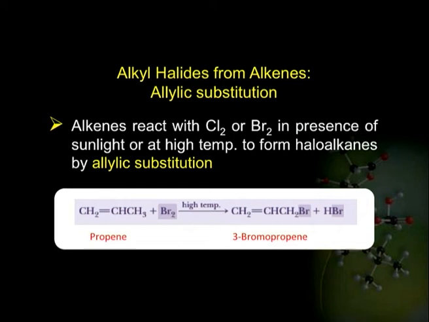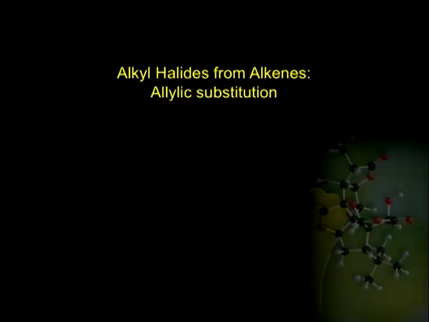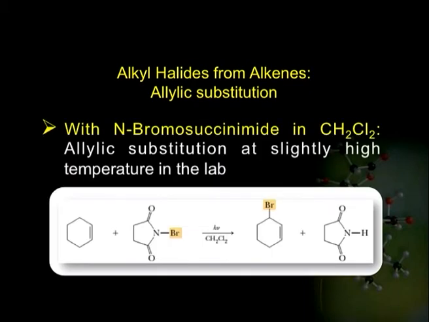So, the method to carry out allylic substitution is by using a molecule like N-bromosuccinimide in dichloromethane, which is responsible for creating a radical, so that the allylic substitution can be carried out. So, this alkene when reacts with N-bromosuccinimide, we get the allylic substitution and we get succinimide as a result.